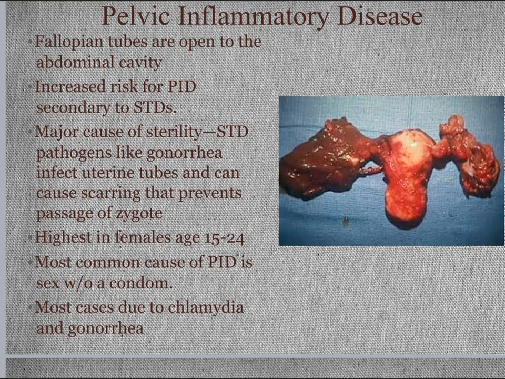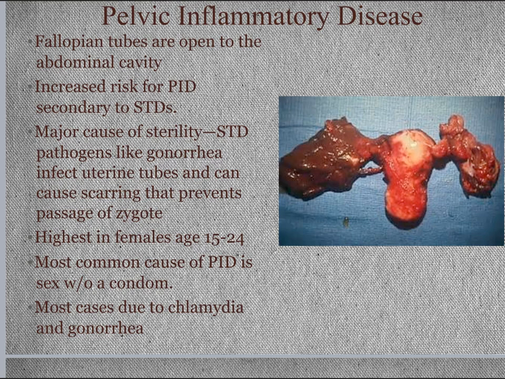Let's look at some diseases of the female reproductive system. The first one we're going to look at is pelvic inflammatory disease. Now, recall that the fallopian tubes are open to the abdominal cavity. That means there's an increased risk for pelvic inflammatory disease secondary to sexually transmitted diseases. This is the major cause of sterility.